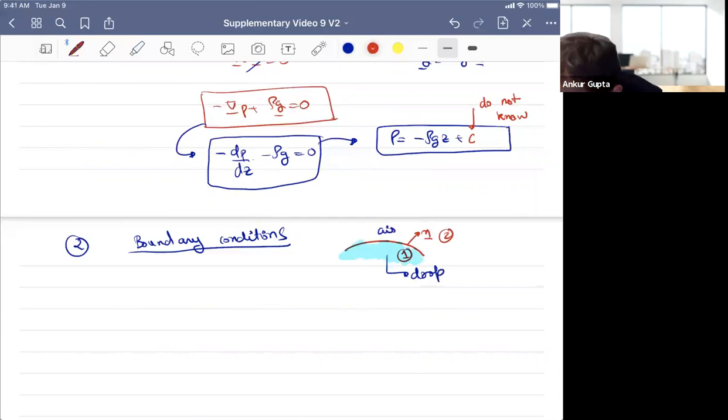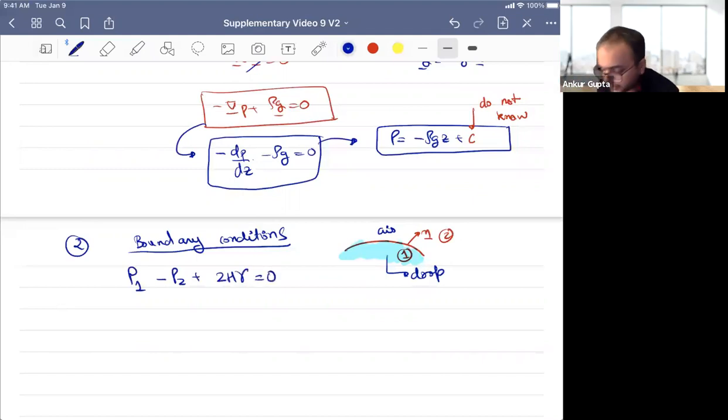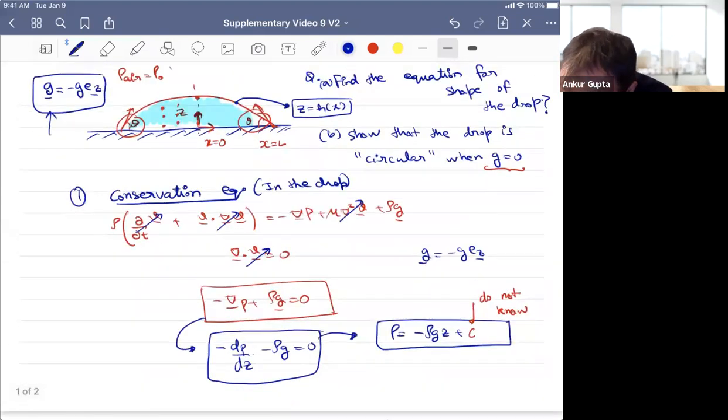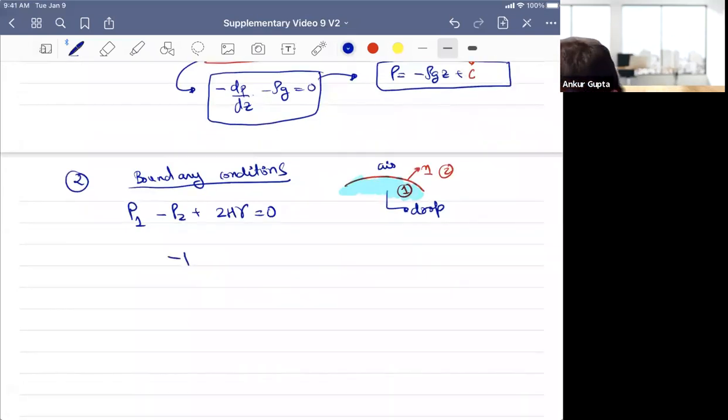Or we will say P1, the pressure in the liquid phase at the interface, minus P2 plus 2H gamma is 0. Okay, this is our equation, right? So P2, which is the pressure in the air, is given to us as P naught. Pressure in the air is P naught, which is simply atmospheric pressure.